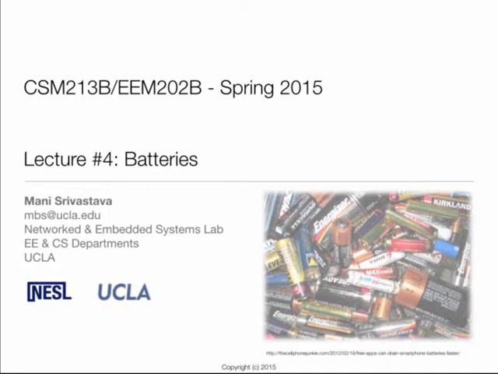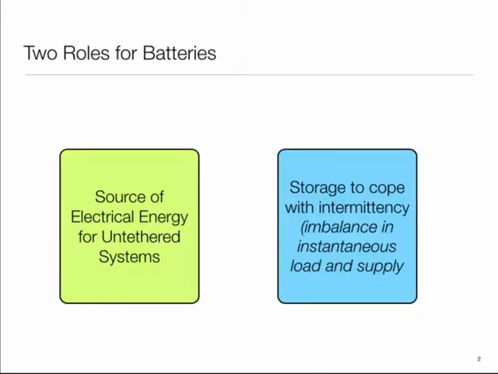So batteries play a couple of roles, and they are sort of distinct from each other, but nevertheless worth pointing out. One is they are the primary source of energy for untethered systems. Okay, so our phones and stuff like that. And the other is that they are storage to cope with intermittent availability of energy.